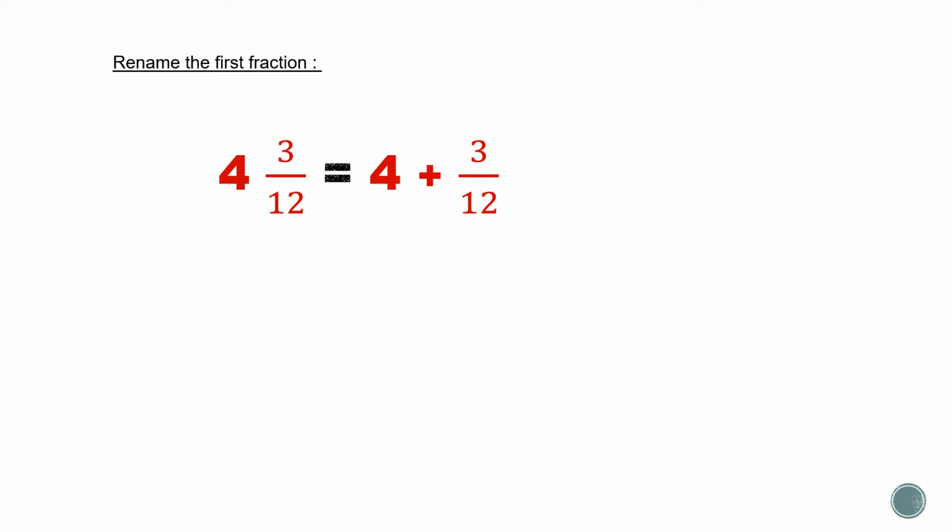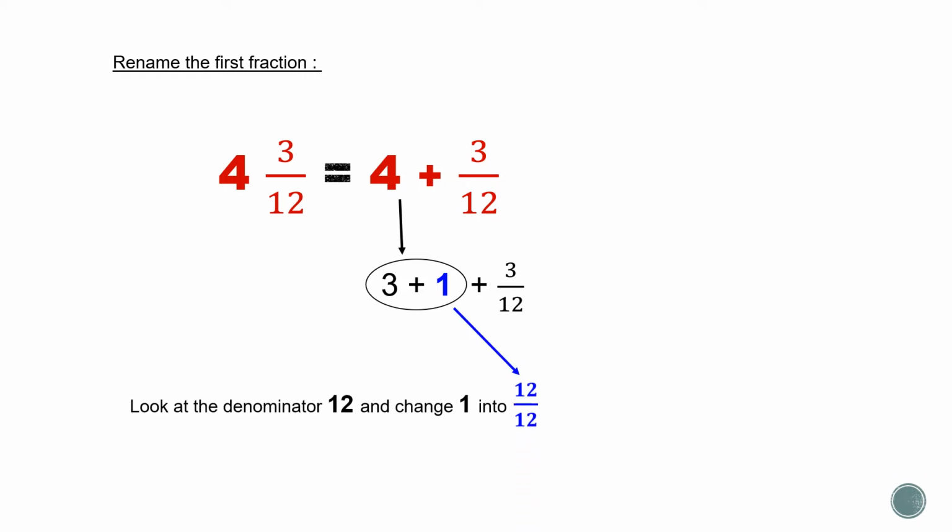In our example, 4 and 3 over 12, as you already know, we can write it in the form of 4 plus 3 over 12. 4 could be written as 3 plus 1. Okay, now let's have a look at the denominator of the fraction 3 over 12. The denominator is 12. So 1, which is in blue, could be written as 12 over 12.